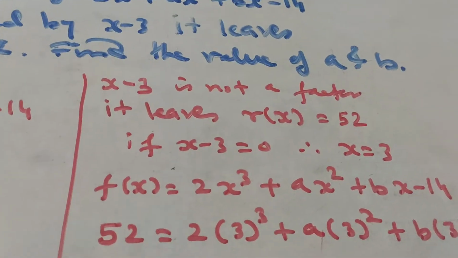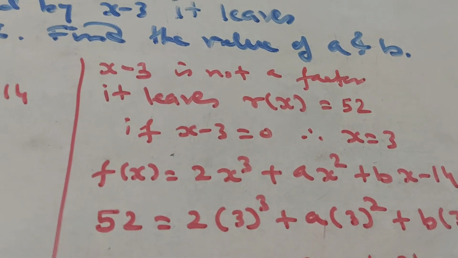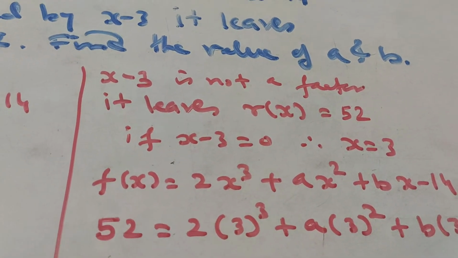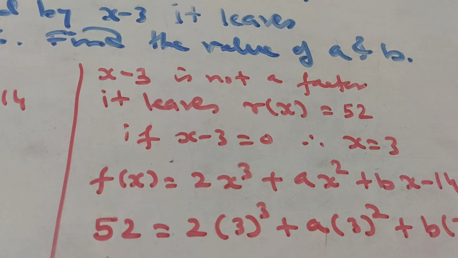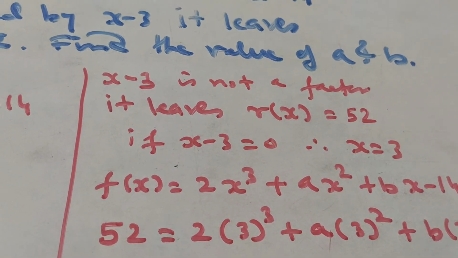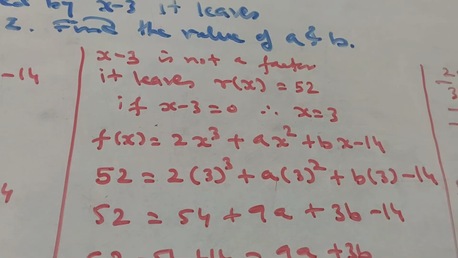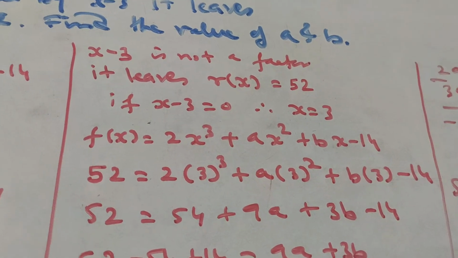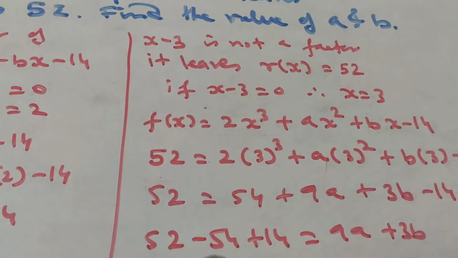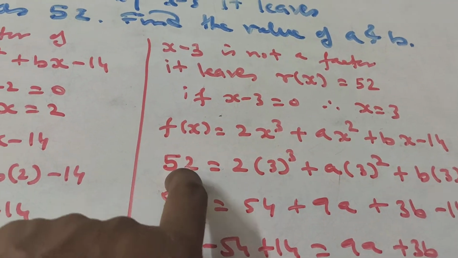Now x minus 3 is not a factor, but it leaves a remainder 52. So the remainder R(x) is equal to 52. Suppose if it were a factor, then it would be 0. Therefore x will be 3. So we write f(x) equal to 2x cubed plus ax squared plus bx minus 14, but in place of 0, we will mention 52.